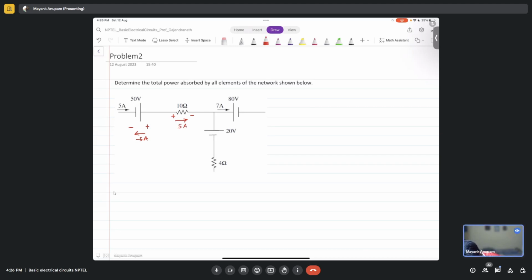Now tell me about this 80 volts. This is plus, this 80 volts is minus, and 7 ampere is the correct direction, right? Yes, sir. This 7 ampere is correct itself. Fine.